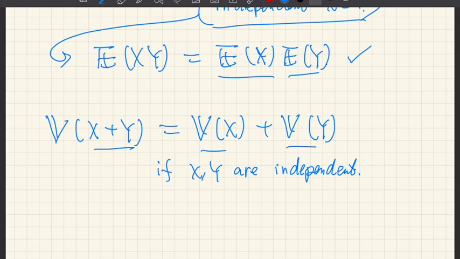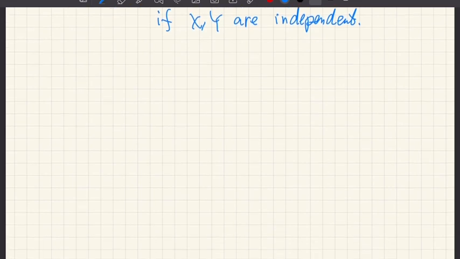If they are not independent, then this doesn't hold. So, okay, now we want to define covariance, which measures the correlation between two random variables.